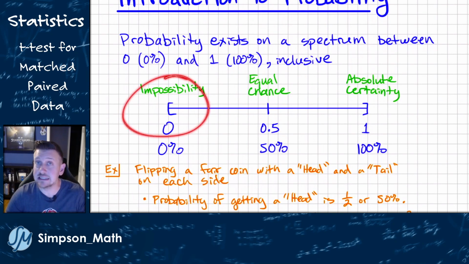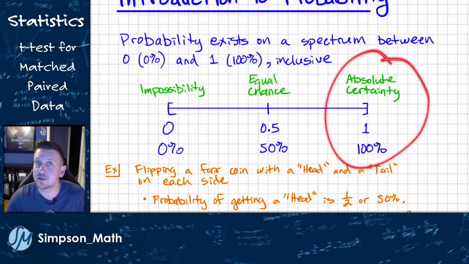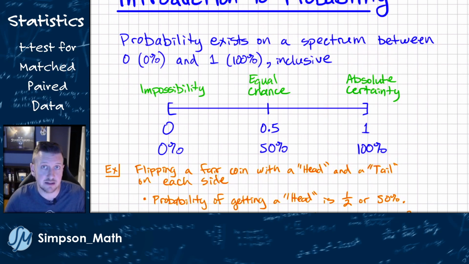0 or 0% is an impossibility, something that will never, ever happen. And 1 or 100% is an absolute certainty, something that is guaranteed to happen. And then the 50% is just that, a 50% chance. That's that equal chance. Obviously, the closer that we are to 1, the more likely it is to happen.